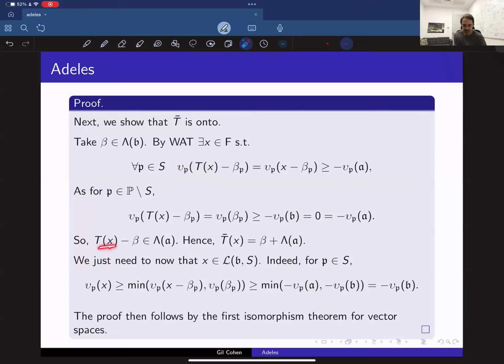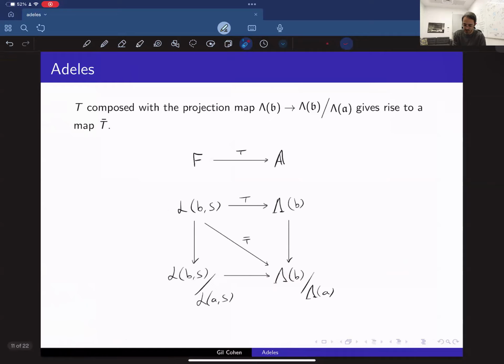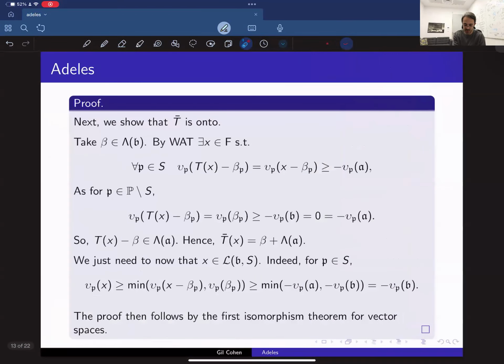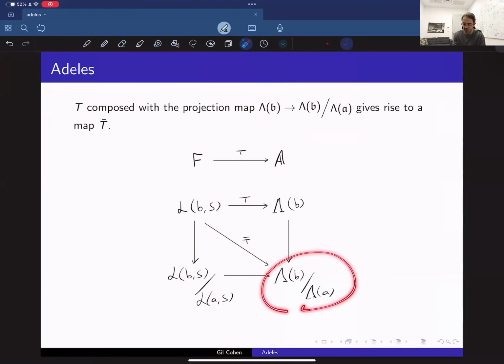So this means that Tx minus beta is in lambda A, right? Because it satisfies all the requirements for it to be in lambda A. Or put differently, we have that T bar of X is beta plus this lambda A. Okay, so we proved that our map is onto. Namely, we started with a beta plus lambda A, and we found an element X that is being mapped by T to that element.